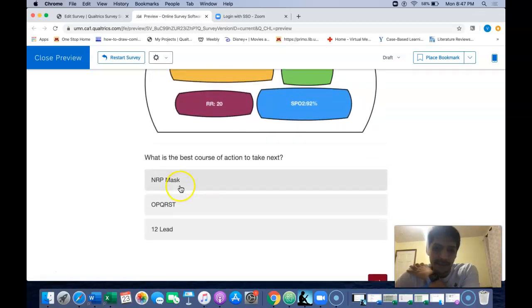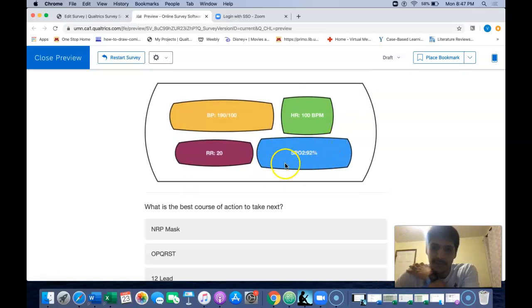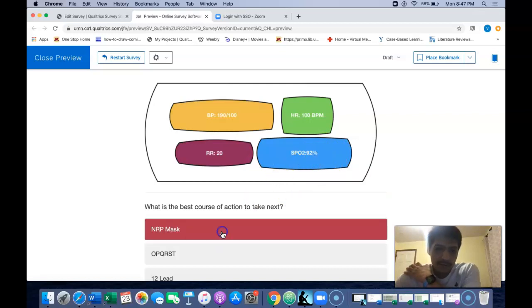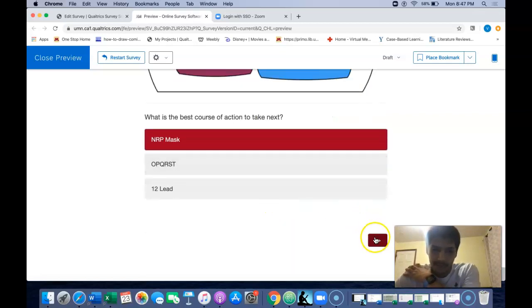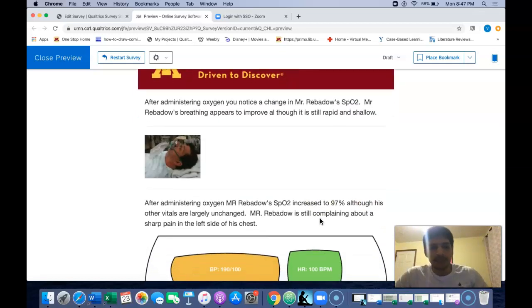In this case, NRP mask is going to be the correct answer, and that's based on this reading right here, the SpO2, which is basically the amount of oxygen. You can see that they have lower oxygen. It should be closer to 98, 99. So NRP mask, which is an oxygen mask. Now I just picked out some random pictures. I would change this to a much bigger, easier to see picture, but this is what an NRP mask would look like applied to a patient.